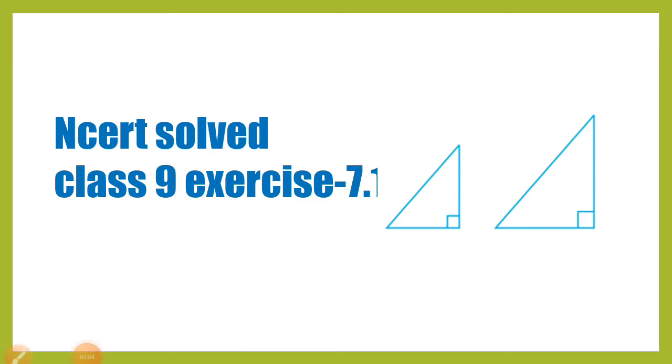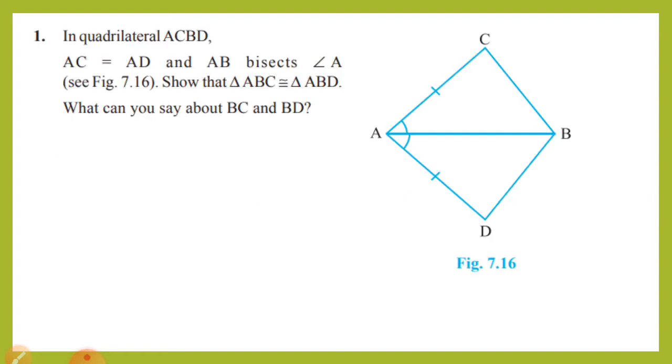Today we will be discussing NCERT exercise 7.1, 7.2, 7.3 and 7.4. Okay, so let's start today's topic. At first we will have exercise 7.1 from the triangle chapter.